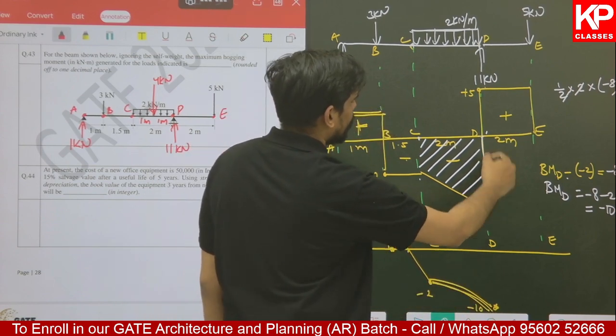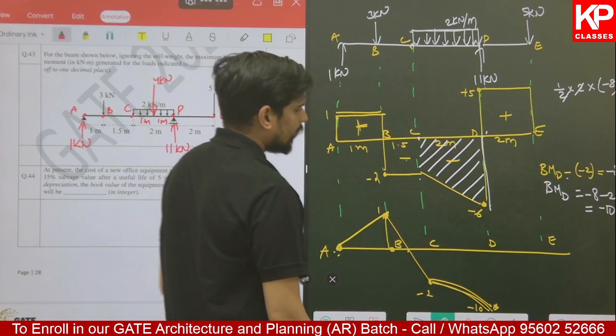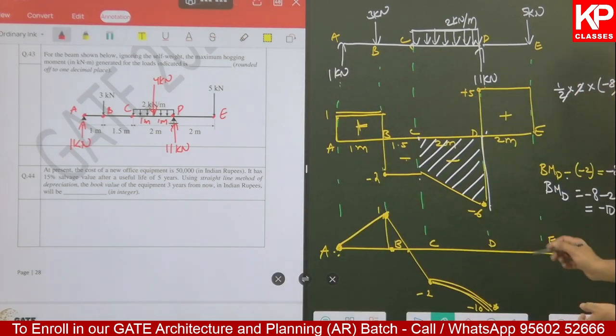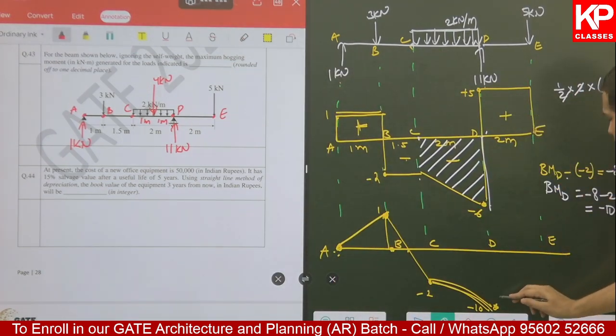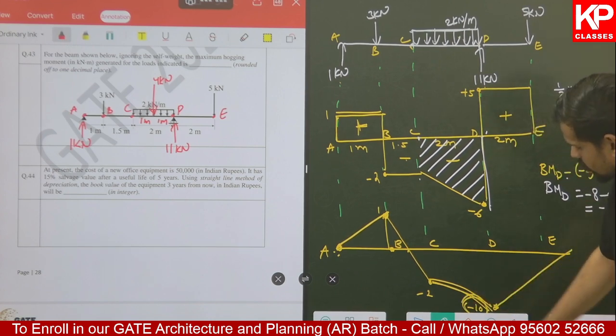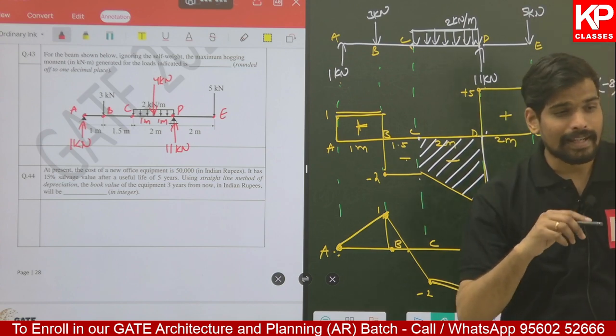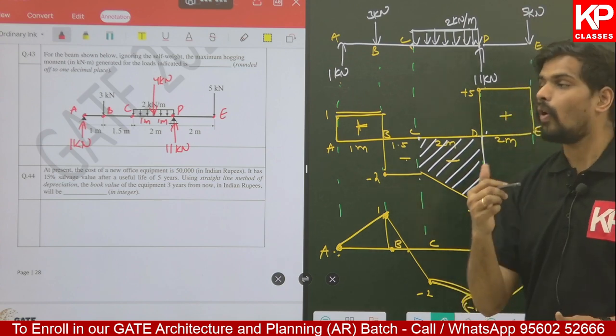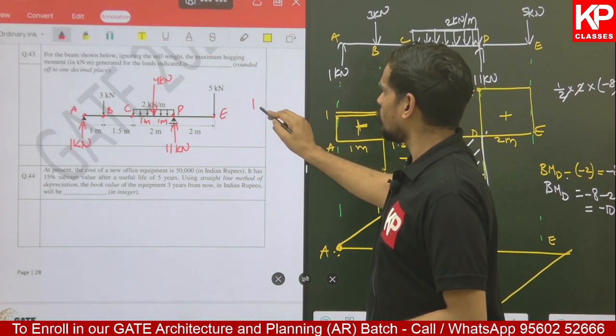And then finally, between D and E, at point E, it will be 0 again because it's a support. And it is positive and constant. A positive and constant line will be like this. So that's the bending moment diagram. The lowest point we reach at the bottom is minus 10. So the maximum negative bending moment, the maximum hogging moment, is 10 kilonewton meter.